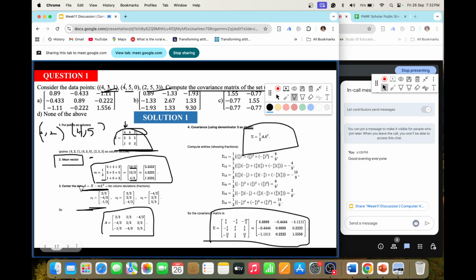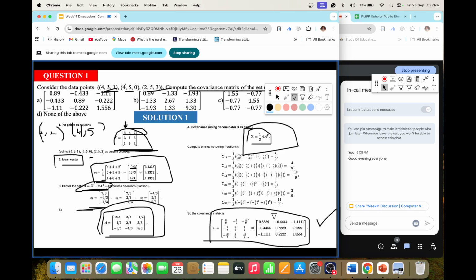After you get the mean, you have to center the data. That is the data point matrix X minus the mean matrix. By this you get the centered data. After that it is very easy. Just perform this: 1 by n, where n is the number of data points, times the centered matrix times the transpose of the centered matrix. By this you can get the covariance matrix.